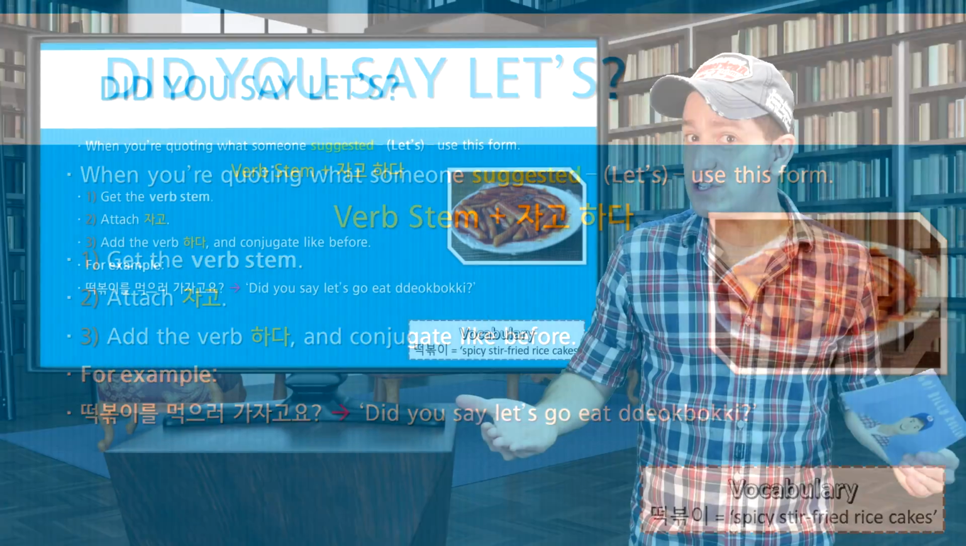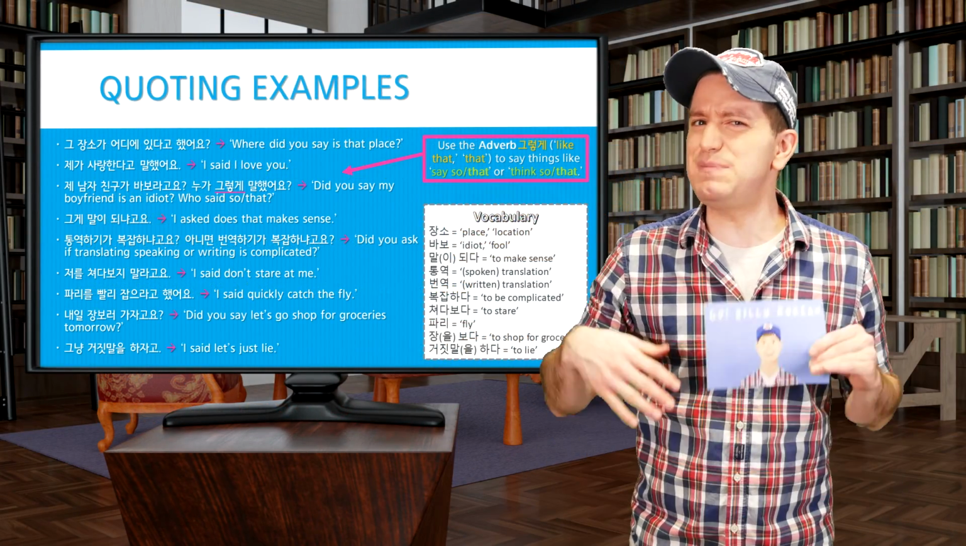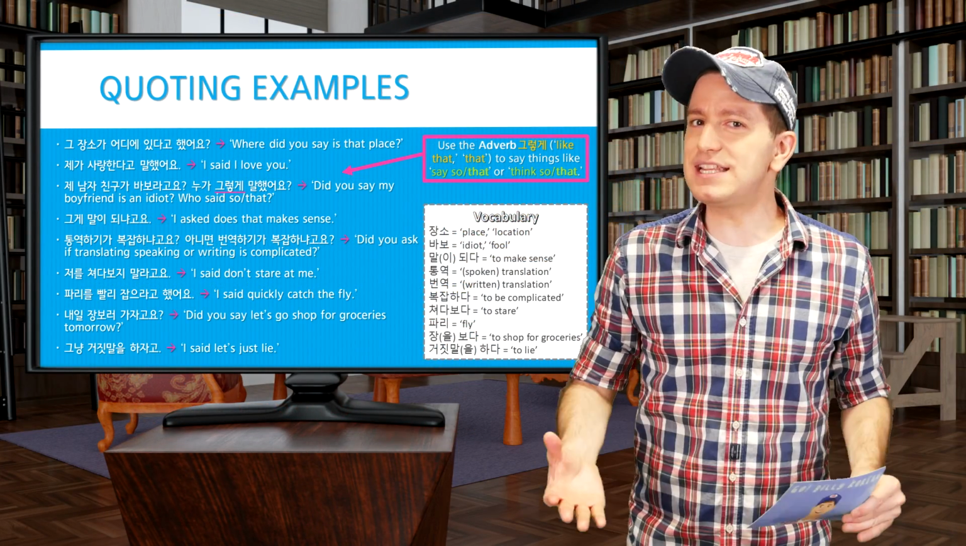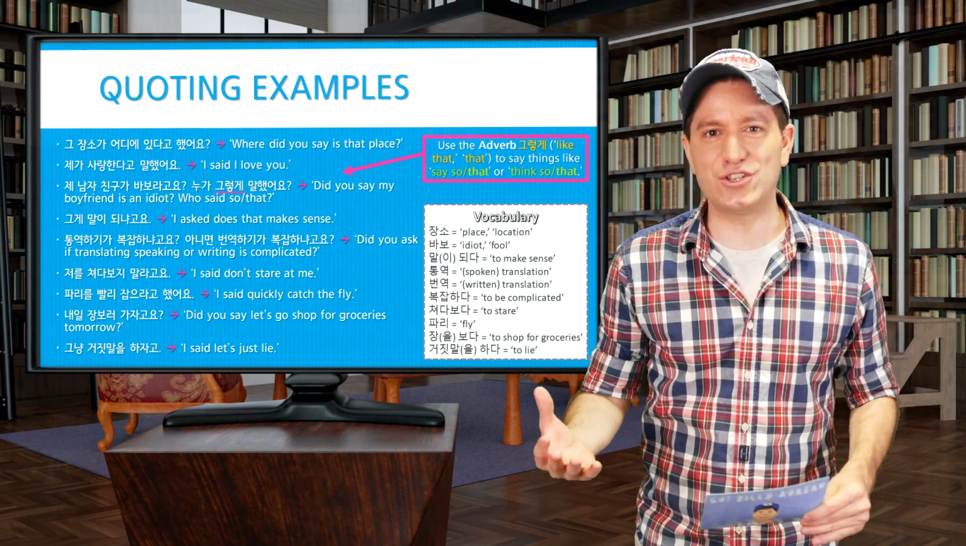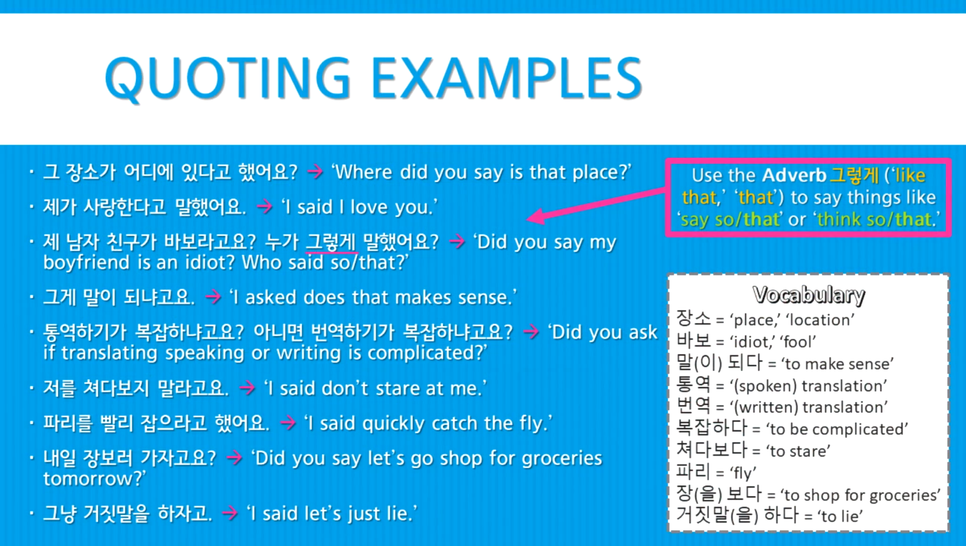So if this is your first time seeing those four forms, it might be a lot to take in at once, but let's just do some example sentences so you can see how it's used. 그 장소가 어디에 있다고 했어요? Where did you say is that place? 제가 사랑한다고 말했어요. I said I love you.